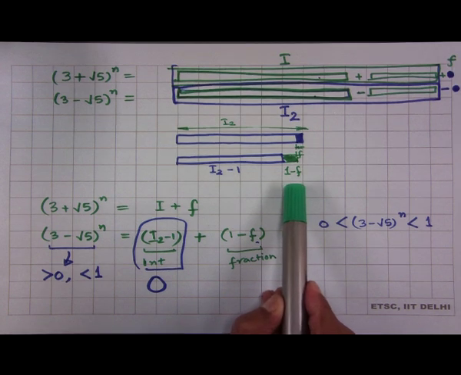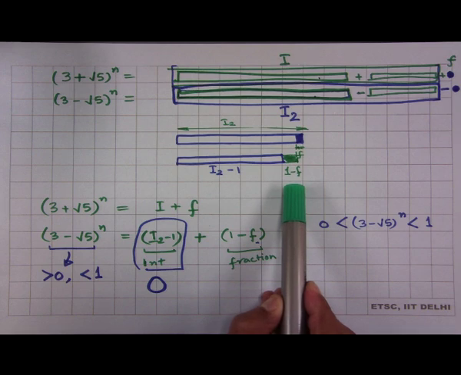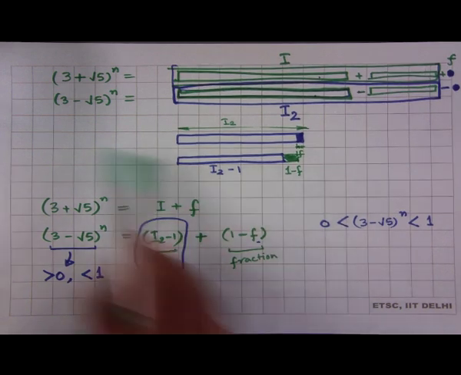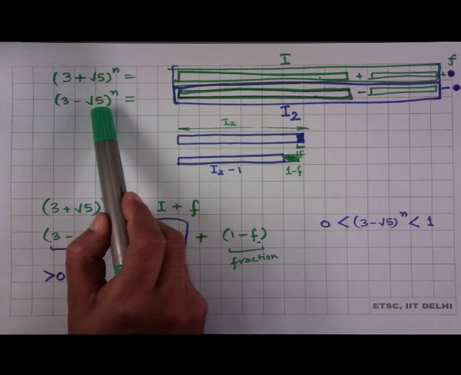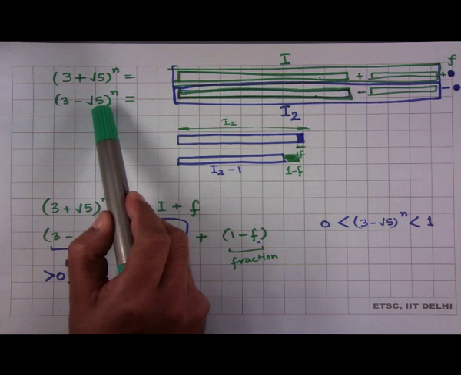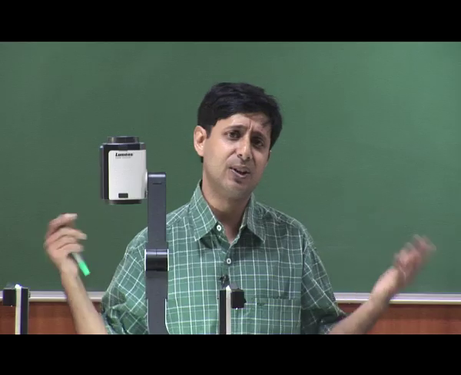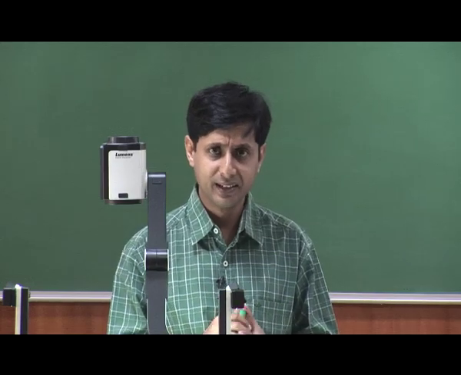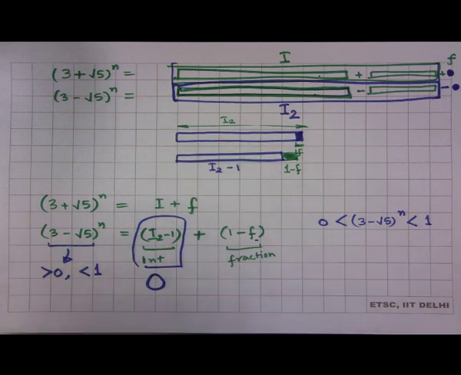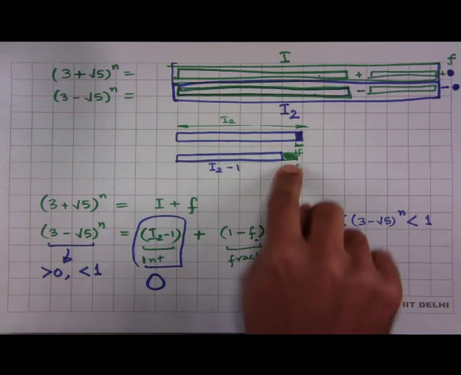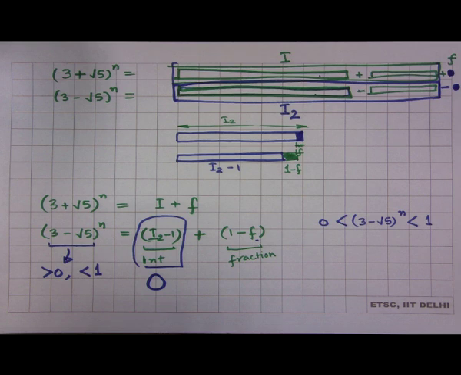This is my observation 1. The second observation is that 3 minus root 5 is a number between 0 and 1, which means that if I take it to the power n, it is also going to be within 0 and 1, which means that this integer part is nothing but 0, there is nothing there, all I have is 1 minus f. Okay. So, 3 minus root 5 whole power n itself is the fractional part, which is 1 minus f.